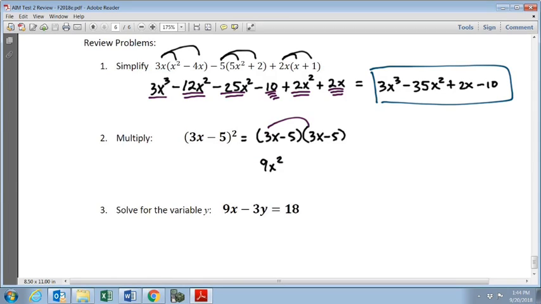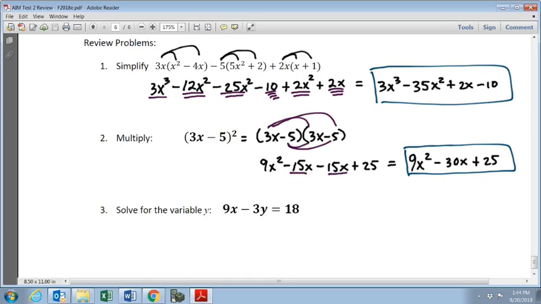We're going to multiply our first terms. Last terms, we get a minus 15x. The inner terms, we get a minus 15x. And our last terms, negative 5 times negative 5 is 25. So we have a minus 15x and a minus 15x. Let's combine our like terms there. And so the final answer is 9x squared minus 30x plus 25.